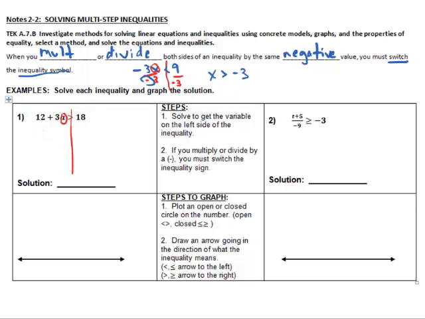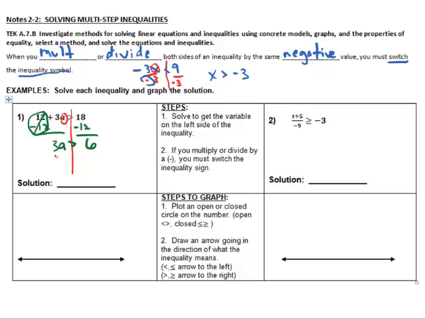The first thing I need to do is zero out the 12. So I'll subtract 12 from both sides, or add a negative 12 to both sides. And those make 0. That leaves me with 3a is greater than 6. 18 minus 12 is 6. Now I didn't divide by a negative or multiply by a negative, so I keep the inequality the same.